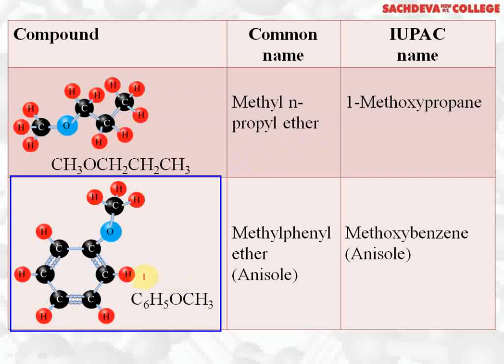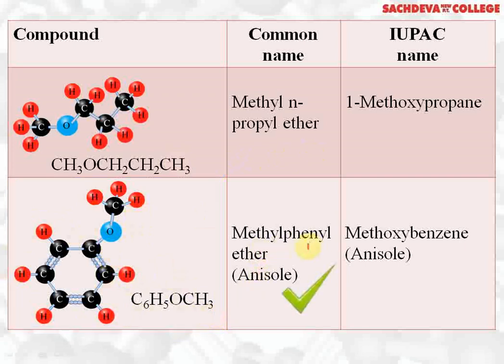This is an example of aromatic ether. This is benzene ring where OCH3 group is attached. C6H5OCH3. Common name is methyl phenyl ether. This is methyl group, this is phenyl group, this is ether. Another common name is anisole. IUPAC name is methoxybenzene, and anisole is even accepted in IUPAC system.